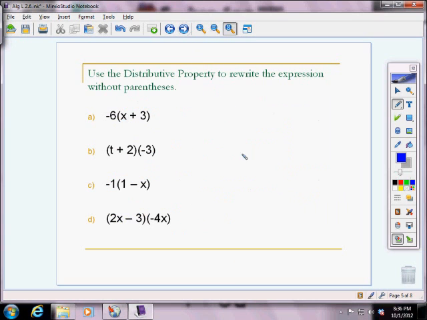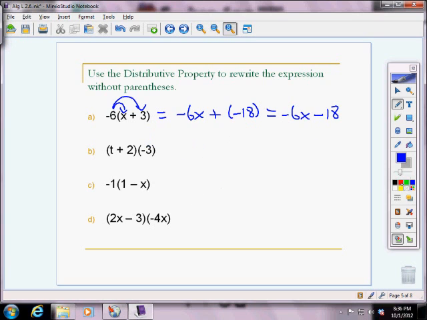Let's look at a few more examples. Again, we're just rewriting the expression, and you might be thinking, why do we need to rewrite it? Well, it'll become important later on when we have to simplify expressions. Negative 6 times x is just a negative 6x. Negative 6 times 3, well, that's going to be a negative 18. Okay, again, if you were to write this as negative 6x minus 18, that would be okay. Adding the opposite is the same thing as just subtraction.